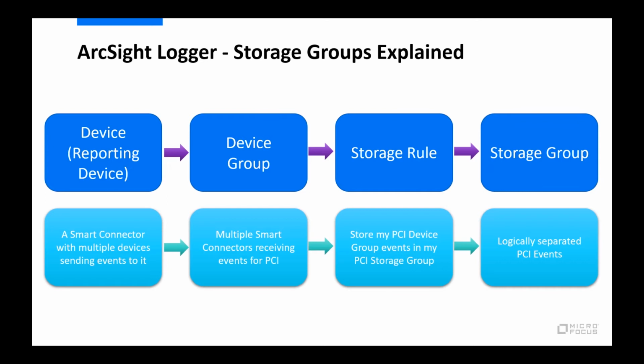Just to reiterate, reporting devices are typically a smart connector with multiple endpoints reporting into them or sending events. These devices get rolled up into what's called a device group. In other words, multiple smart connectors receiving events for something such as PCI, and we'll keep using PCI as our example throughout this video. We then write a very simple storage rule that says if I see events from this device group, I want them sent to this particular storage group, in our case, PCI.